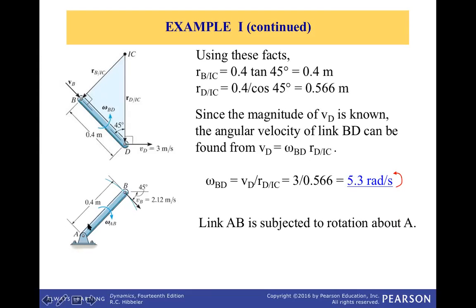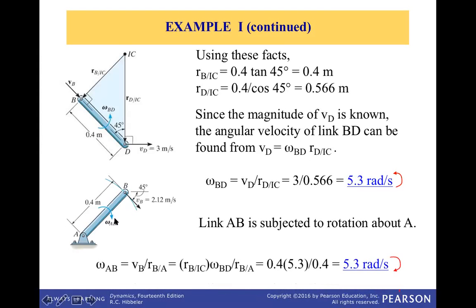So then using that velocity, you should be able to determine this omega AB. Okay, so omega AB is VB divided by RBA. Again, VB is equal to RB to the IC times omega BD, and then divide by that. So that gives you also 5.3. Okay, it just happens to be the same, because the length of AB is 0.4, I'm sorry, and the RB to IC is also 0.4. So then the two omegas are the same in magnitude. Okay, they do rotate in the opposite direction.